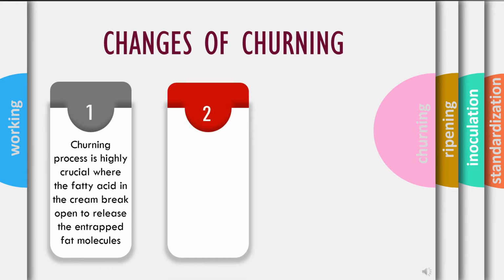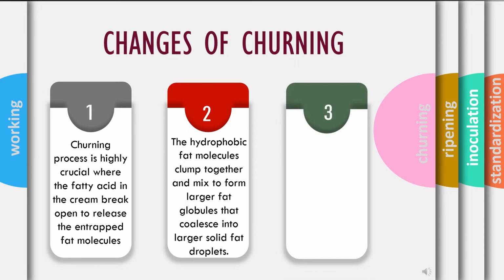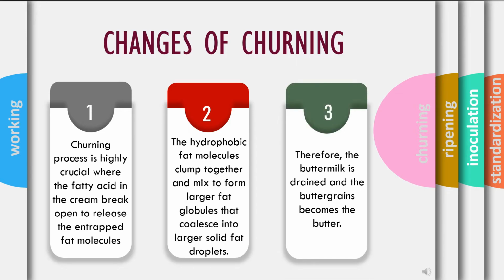The churning process is highly crucial, where the fatty acid in the cream breaks open to release the entrapped fat molecules. The hydrophobic fat molecules clump together and mix to form larger fat globules that coalesce into larger solid fat droplets. Therefore, the buttermilk is strained and the butter grains become butter. The condition for the churning process is 14 degrees Celsius for 2 minutes at 1000 rpm.